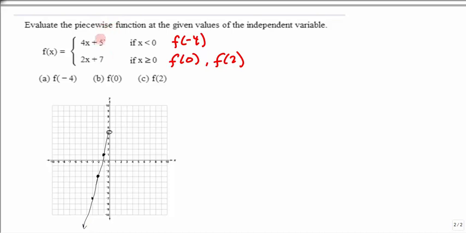So that's the 4x plus 5. Next we want to do the 2x plus 7, so let's go ahead and plug in a 0. So 0, 2 times 0 is 0, 0 plus 7 is 7. So this graph would start over here at 0 and then up 7. And I can fill in this point because I can actually plug in a 0, because I have an equal case here. Now my slope is 2, so I could do rise 2, run 1.